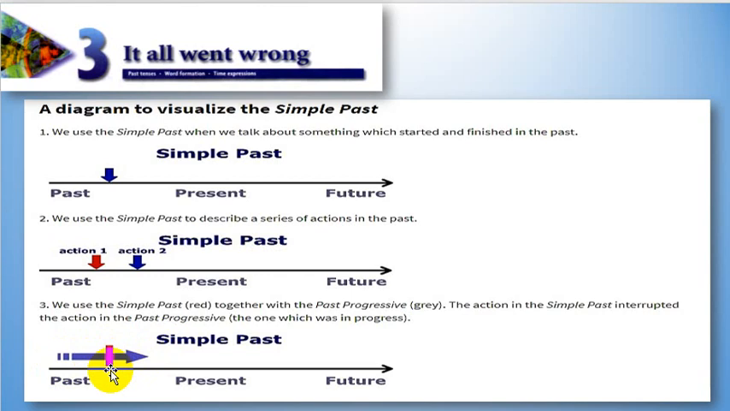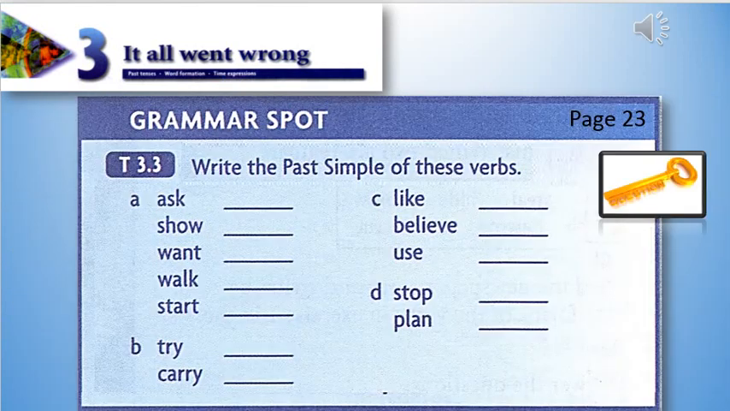Then the telephone rang. The red bar refers to the interruption action, which was the ringing of the telephone. Okay, these are the situations in which we use the past simple tense. Now, let's come to a key question on page 23.